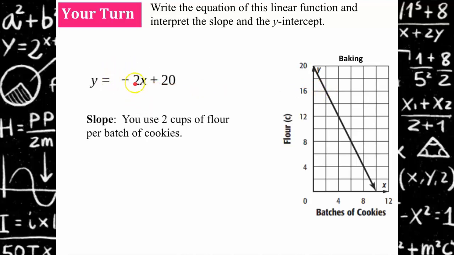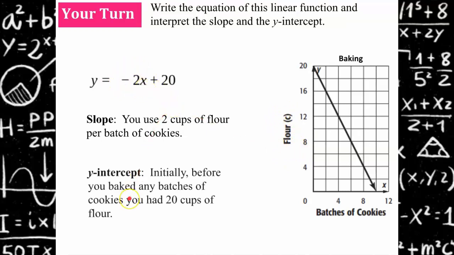Let's interpret our slope. Negative 2, and I'm baking. How could it be negative? It's because I use 2 cups of flour per batch of cookies. Remember, this is a ratio of our vertical change, the change in the flour that we have, over the change in the batches of cookies that we're making. Every 2 cups of flour I use, my flour goes down.